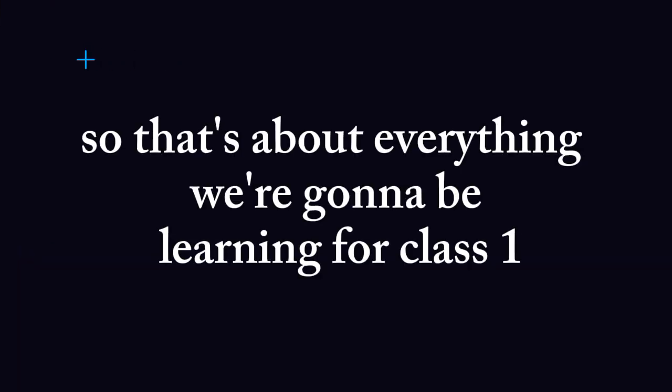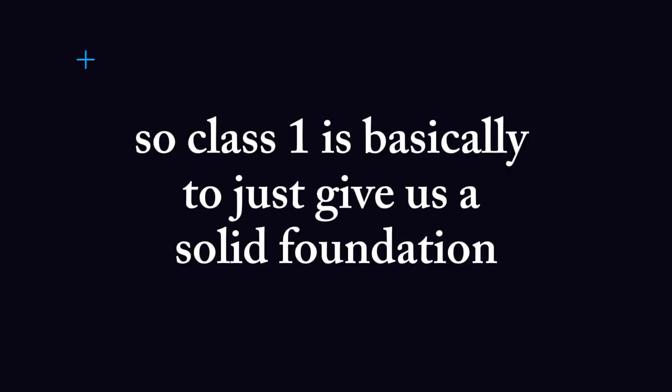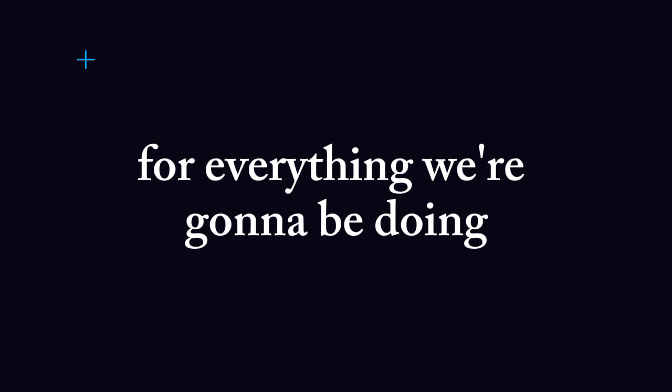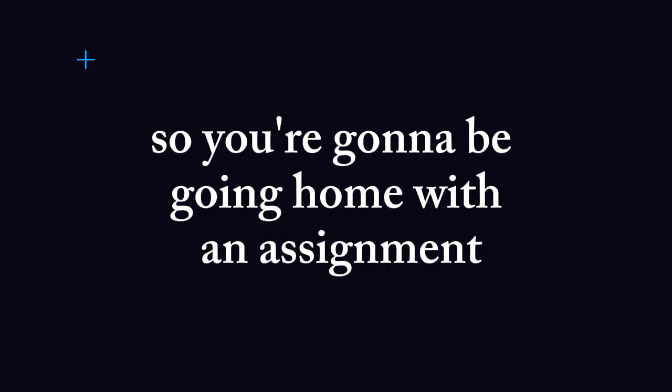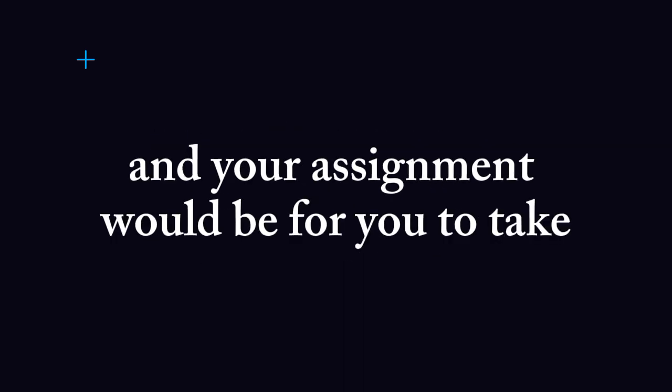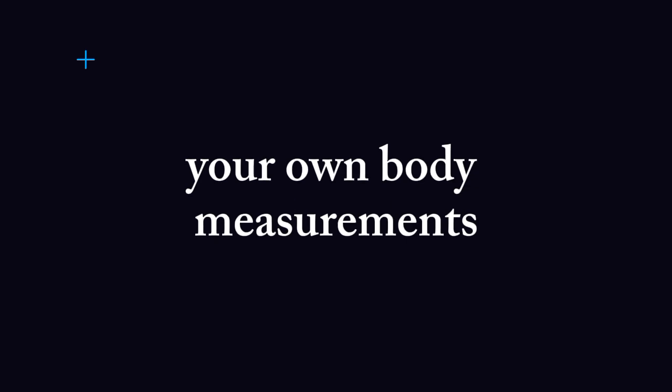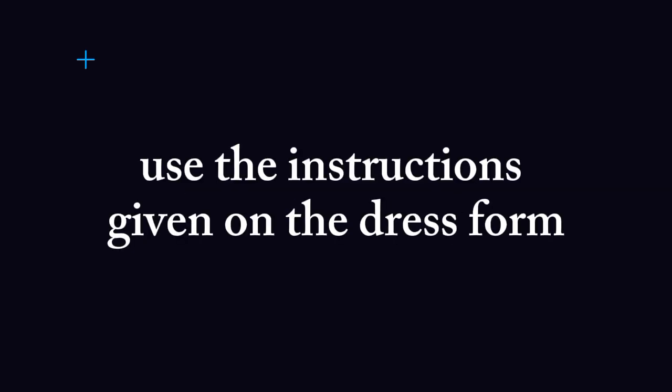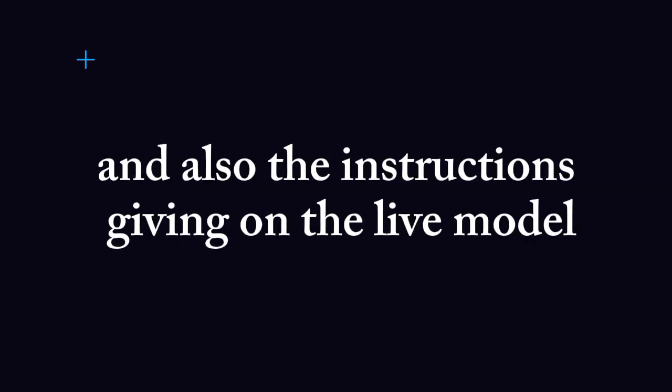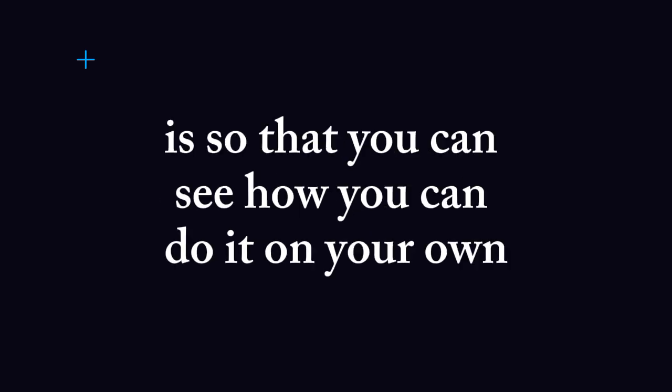So that's about everything we're going to be learning for class 1. That's class 1A and B. Class 1 is basically to just give us a solid foundation for everything we're going to be doing. So you're going to be going home with an assignment, and your assignment would be for you to take your own body measurements, use the instructions given on the dress form and also the instructions given on the live model. The reason for doing the live model is so that you can see how you can do it on your own by yourself without having any assistance.